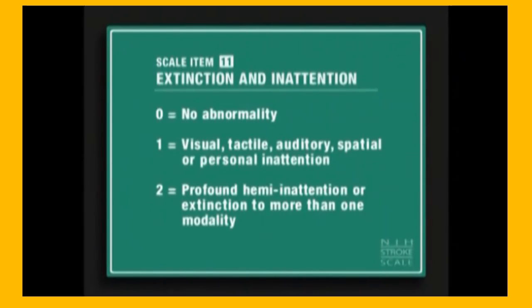A 2 is scored for profound hemi-inattention or extinction to more than one modality. Score a 2 if one side extinguishes to both visual and tactile stimuli using double simultaneous stimulation. Score a 2 if there is inattention to more than one category: visual, tactile, auditory, or spatial inattention. A patient with a score of 3 on level of consciousness 1A is automatically scored a 2.